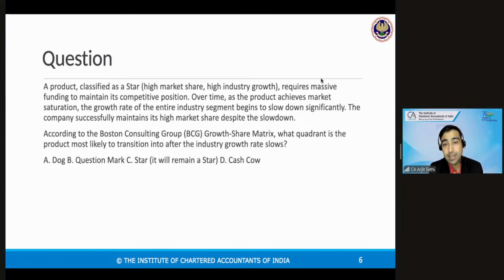A product classified as star: high market share, high industry growth, right? We all know that. It requires massive funding to maintain its position. Now, over time, as the product achieves market saturation, the growth rate of the entire industry segment begins to slow down significantly. The company successfully maintained its high market share despite the slowdown. Now, according to the BCG matrix, what quadrant is the product most likely to transition into after the industry growth rate slows?